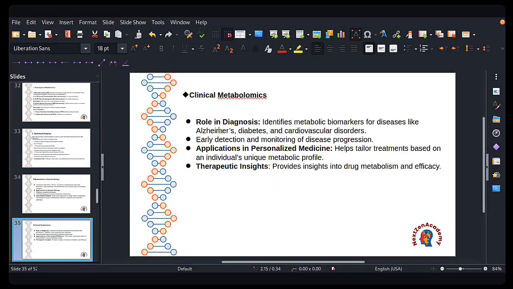Then clinical metabolomics has the same role in diagnosis, like identifying metabolic biomarkers for diseases like Alzheimer's, diabetes and cardiovascular disorders. Then early detection is possible and monitoring of disease progression. Then application in personalized medicine. Then therapeutic insights.